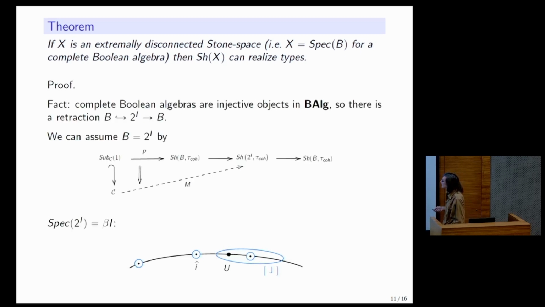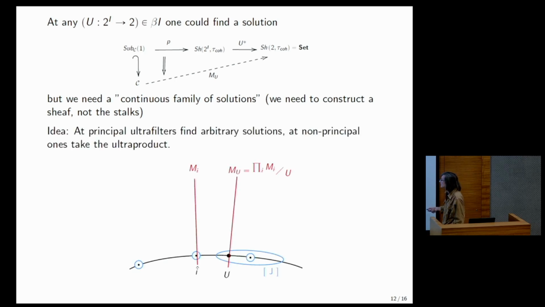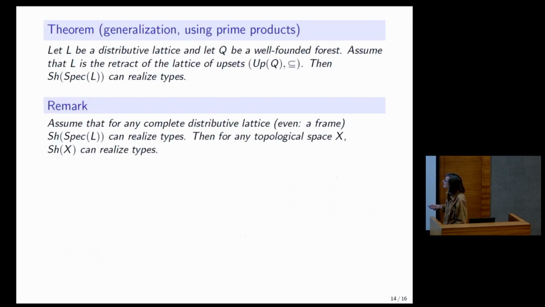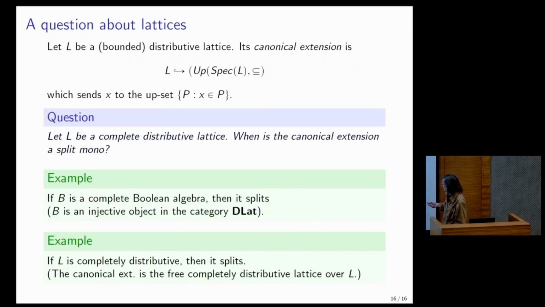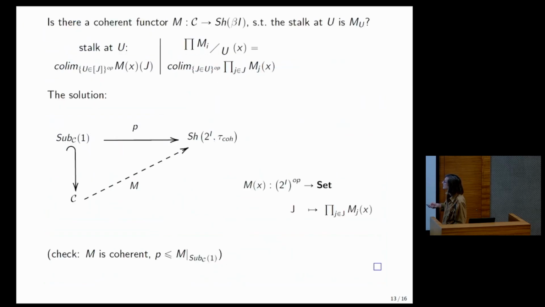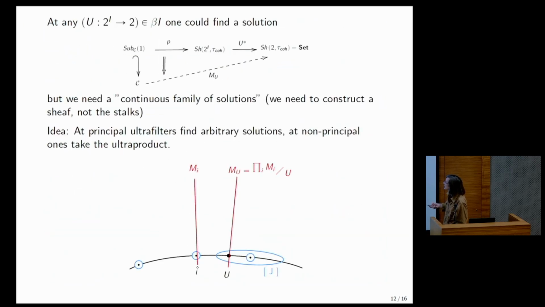So the first idea is that you can reduce the situation to the situation when your complete Boolean algebra is a power set Boolean algebra. And that's because every complete Boolean algebra is a retract of a power set Boolean algebra, because complete Boolean algebras are injective objects in the category of Boolean algebras or distributive lattices.